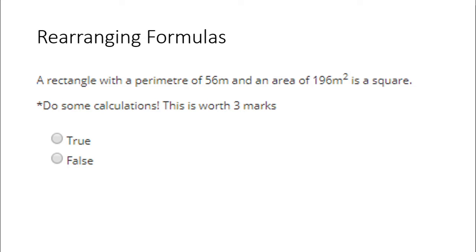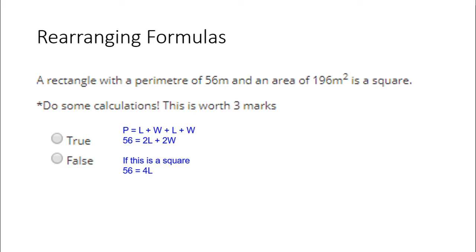And we're asked, is this a square, true or false? Well, let's start with the perimeter. If it's got a perimeter of 56 meters, and we know that the perimeter is length plus width plus length plus width, or simply 2 lengths and 2 widths. If that's 56, and this is a square, that would mean that 56 is equal to 2 lengths plus 2 more lengths, which is 4 lengths. If that's the case, the length must be equal to 56 divided by 4.